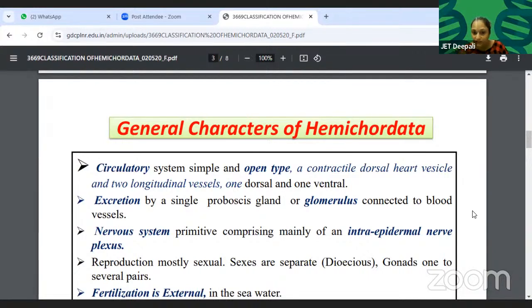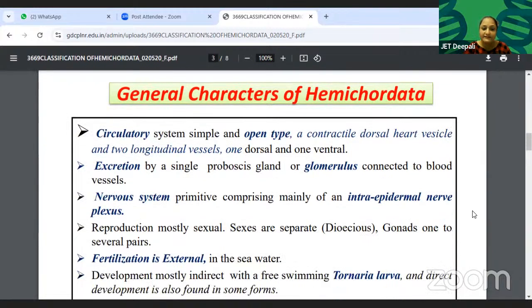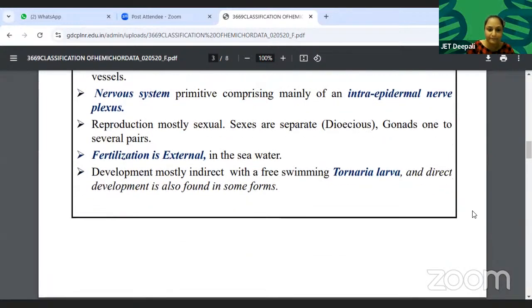Reproduction mostly sexual. Sexes are separate, meaning unisexual, or you can call it dioecious. Gonads one to several pairs. Fertilization is external in the seawater. They are marine, so external means laying eggs in the seawater. Development mostly indirect with a free swimming larva, Tornaria larva. If direct, development is found in some forms, and larval stages are missing.